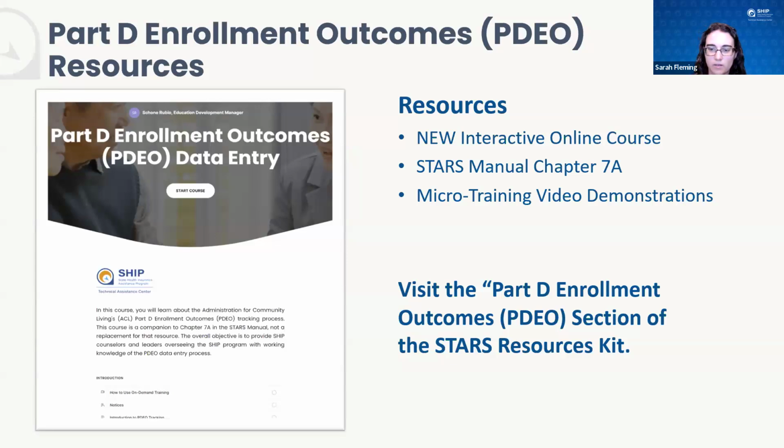And then there is a Part D enrollment outcomes, or PDEO, section. There is also a special chapter, chapter 7A of the STARS manual, which also demonstrates this content in more of a narrative format. If you're someone who learns by reading as opposed to doing, you can read it that way, and it explains exactly how to do this.